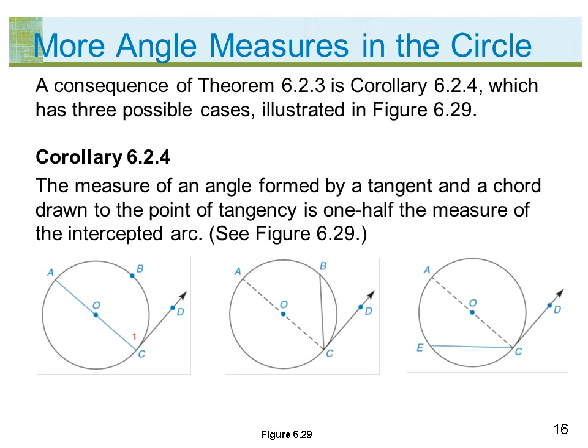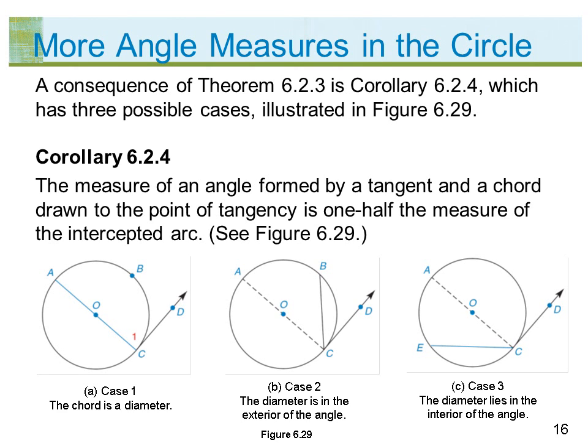Corollary 6.2.4. The measure of an angle formed by a tangent and a chord drawn to the point of tangency is 1/2 the measure of the intercepted arc. See Figure 6.29. A. Case 1. The chord is a diameter. B. Case 2. The diameter is in the exterior of the angle. C. Case 3. The diameter lies in the interior of the angle.